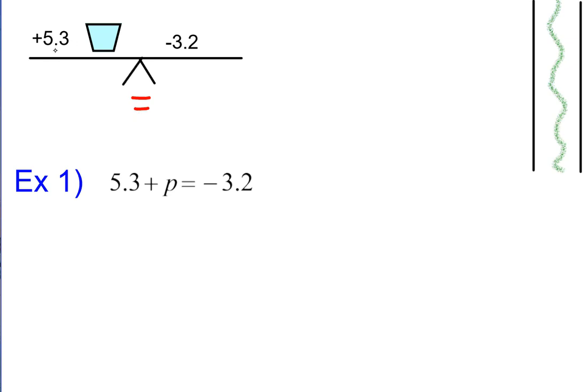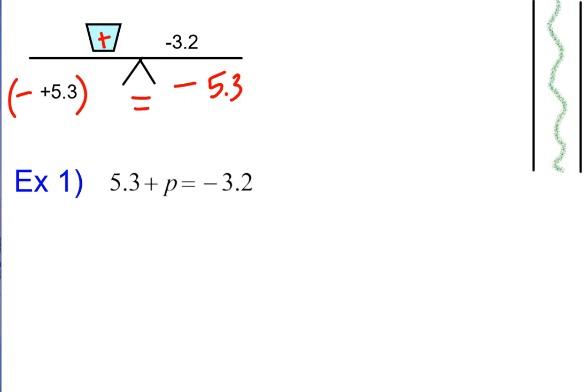On one side, I have this positive 5.3, and then I have this cup, which is right side up, which is going to represent my positive p, my variable. I have no idea what that number is. So if my goal is to get this alone, then I need to take away the 5.3. Taking away 5.3 means I'm going to subtract this from this side. But if I subtract 5.3 from this side, I have to subtract 5.3 from the other side as well. So what does that look like in our equation?